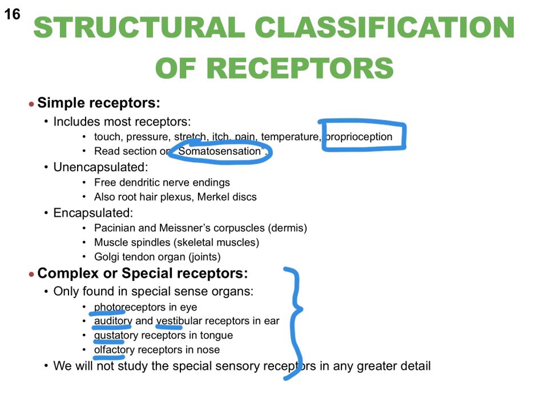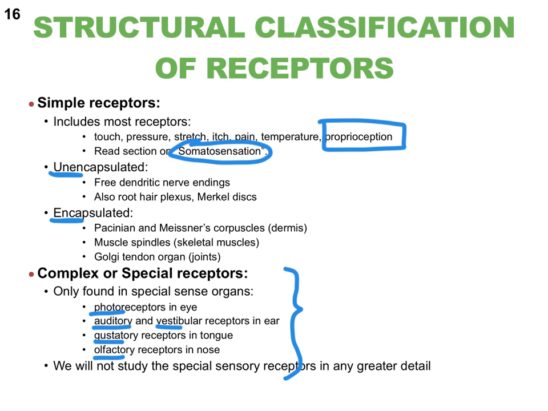Now, within the simple receptors, we have 2 groups, and that is they can be unencapsulated or encapsulated. When they're unencapsulated, we're literally just looking at the little dendrites that form the beginnings of a sensory neuron. There's nothing covering them. You're already familiar, for instance, with the root hair plexus. And for some reason, we put the Merkel discs in that group as well.